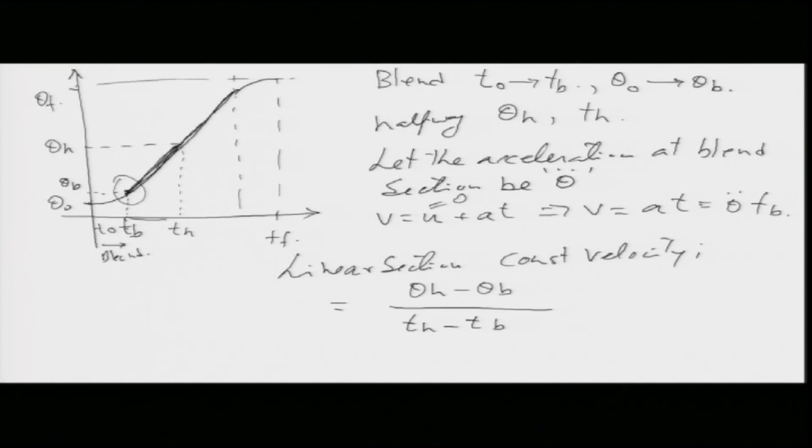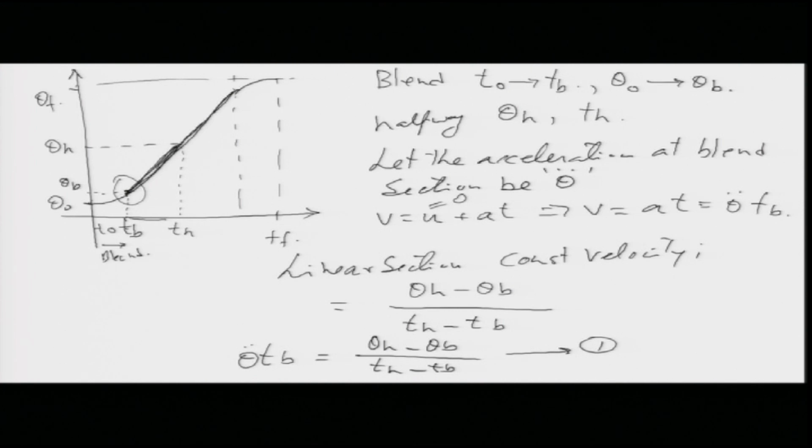So, the velocity at the end of the blend section must be equal to the velocity of the linear section. If I equate this to this, I get one equation. So, theta double dot T b is equal to theta h minus theta b divided by T h minus T b. So, this is my equation 1. And how did we get it? Essentially from the velocities. Velocity at the end of the blend will become equal to the velocity at the start of the linear section.